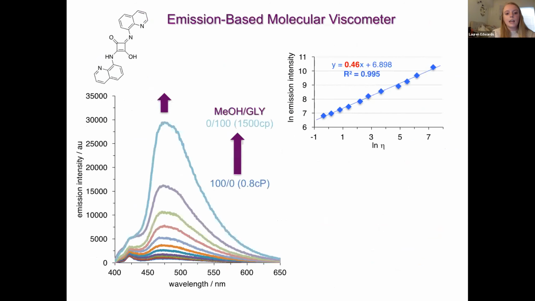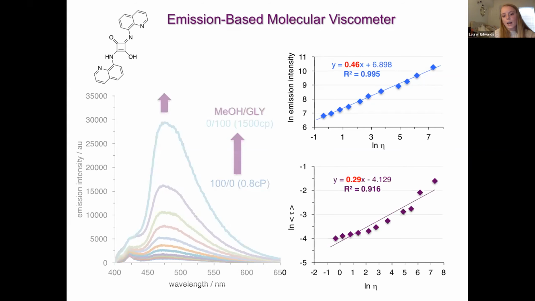So we did a more controlled experiment, using a mixture of various ratios of methanol and glycerol to tune the viscosity of our solvent. As we increased the amount of glycerol and therefore the viscosity of the solvent, we saw a nice correlation and, more importantly, a slope that was greater than 0.1, which means that this 1,3 disubstituted squaric acid is a viscometer with the 8-aminoquinolines rotating around the squaric acid scaffold.